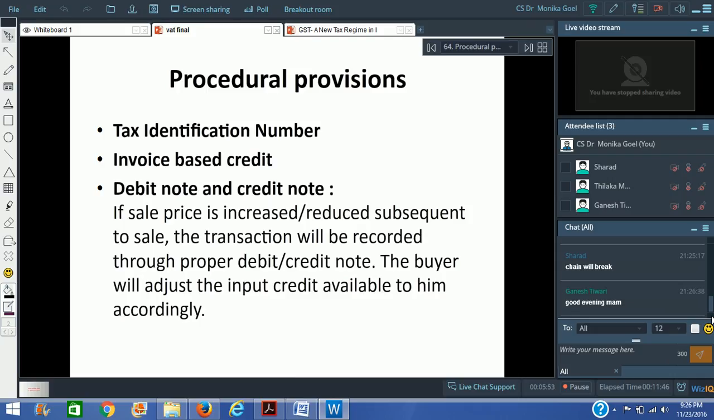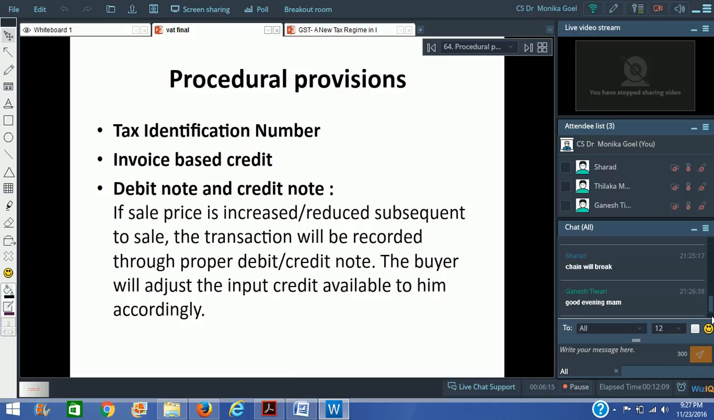We have discussed the tax identification number. Every dealer who gets himself registered under the VAT would be getting a TIN number, which is called the tax identification number. And he would be able to claim the credit only on the basis of the invoice. This is what we have discussed in case of SENVAT credit as well.